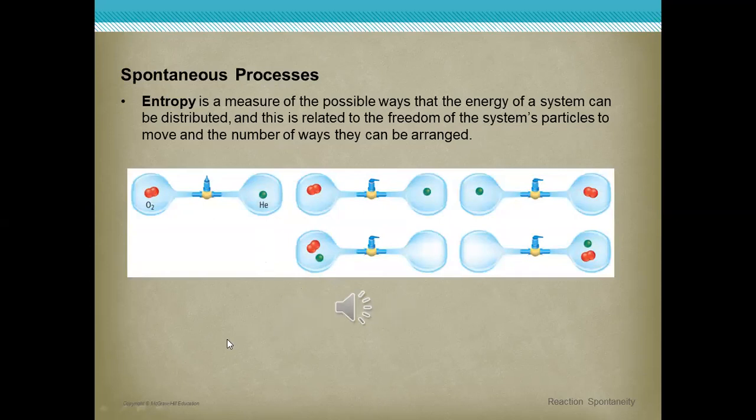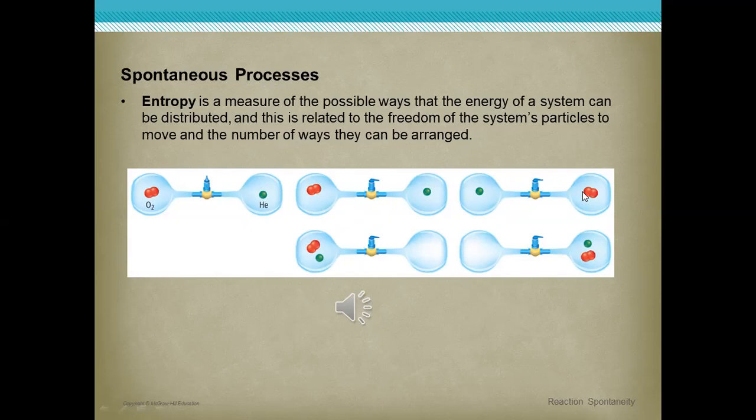Entropy is a measure of the possible ways that the energy of a system can be distributed, related to the freedom of the system's particles to move and the number of ways they can be arranged. As drawn, this is O2, oxygen gas, and He, helium. When you open this tap in a small way, what happens? Nothing happens. But in this case, they can change their places. Helium was at the right side and changes to the left. Oxygen gas was at the left side and changes to the right.